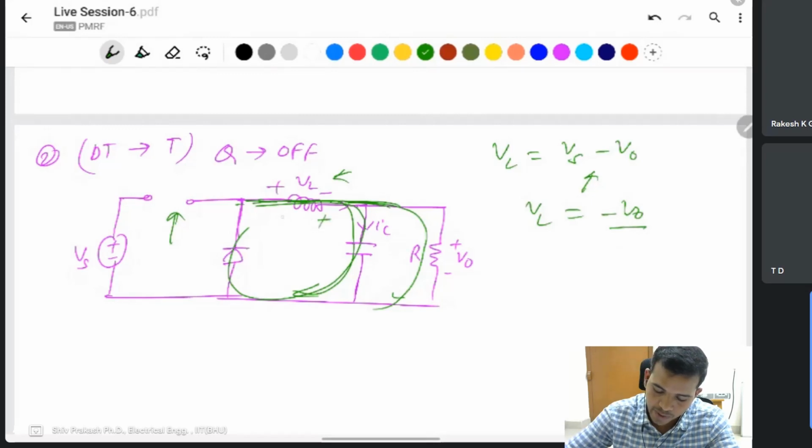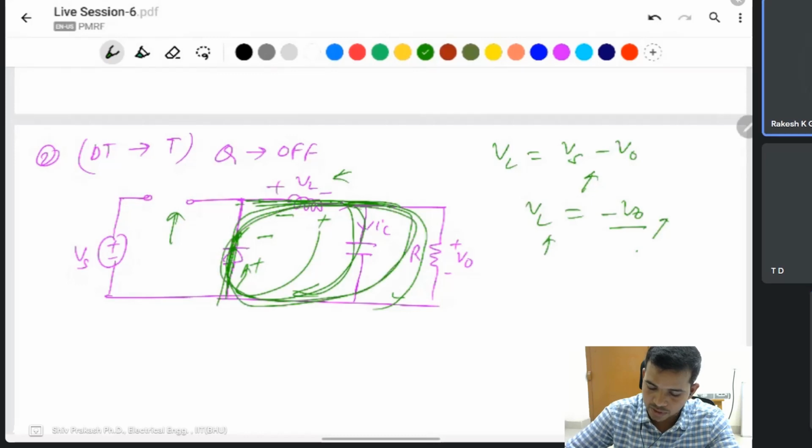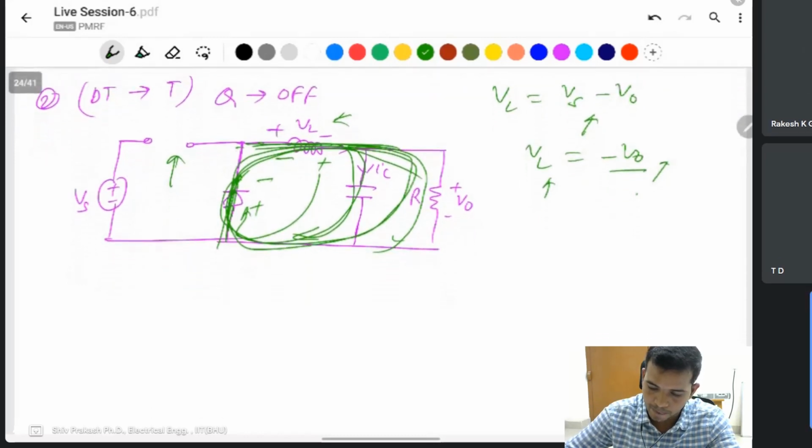This one plus, this one minus. So the connection here should be greater at the time of switch off. The VL will be greater than the V naught. At that time, the diode is turned on and conducts like this. Full current passes through the diode.